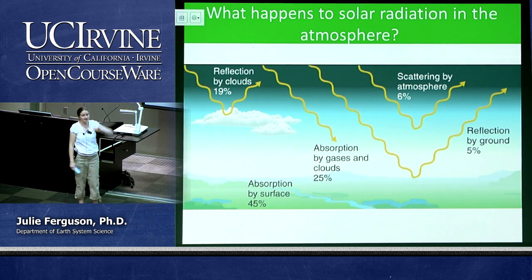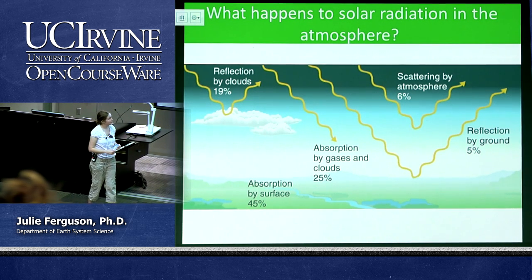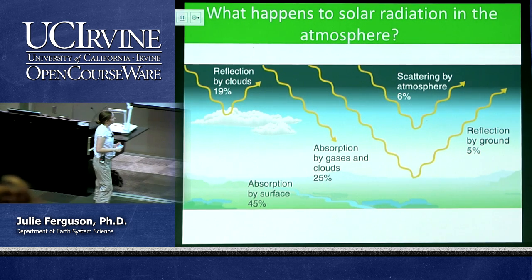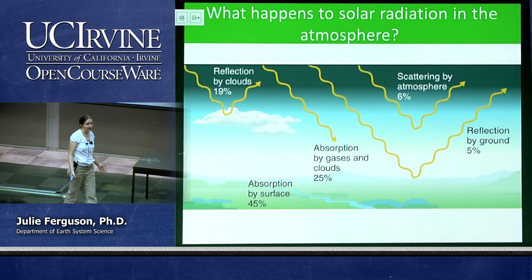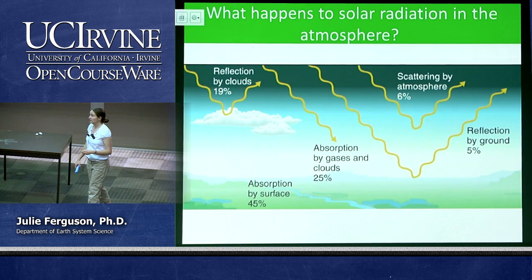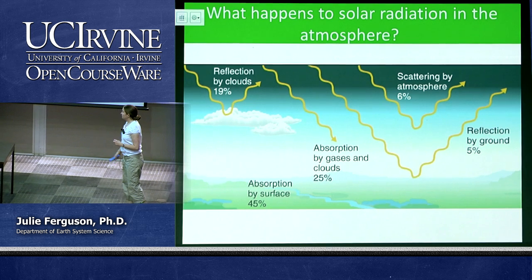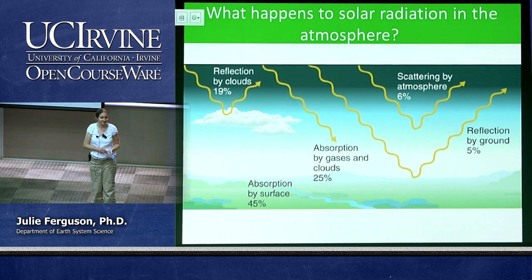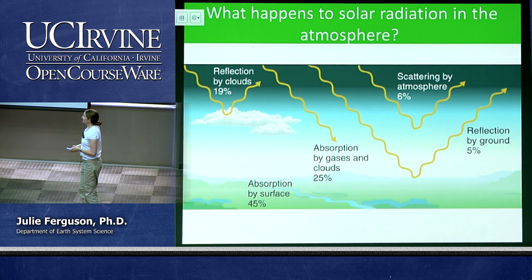Maybe 19% of it is reflected by clouds over Earth's surface. Another 6% is scattered back to space by the atmosphere. We maybe get 5% reflection by ground surfaces, okay? And then 25% is absorbed by gases or clouds, and 45% is absorbed by the surface, okay? So if we add up what's absorbed, what percentage is absorbed in total? 70, everyone's mental maths is there, okay?